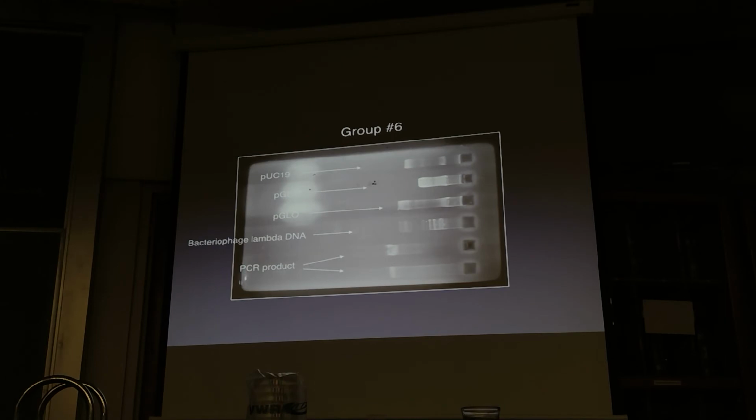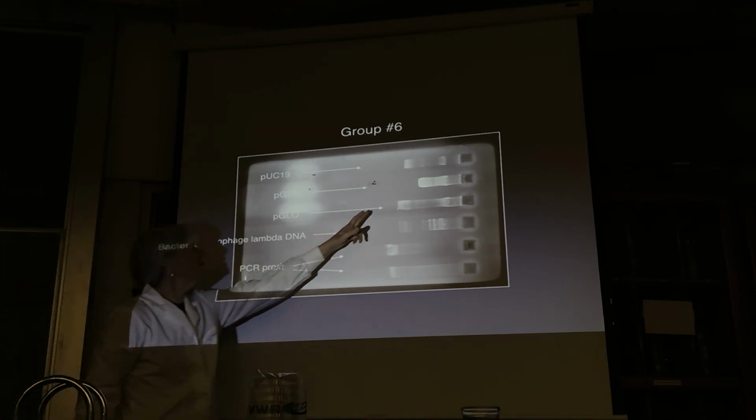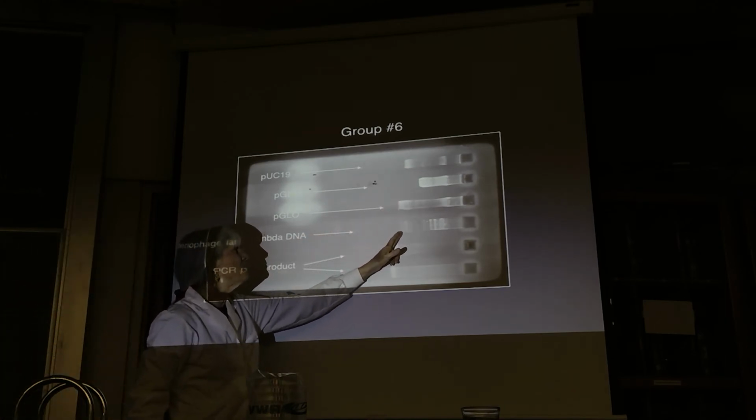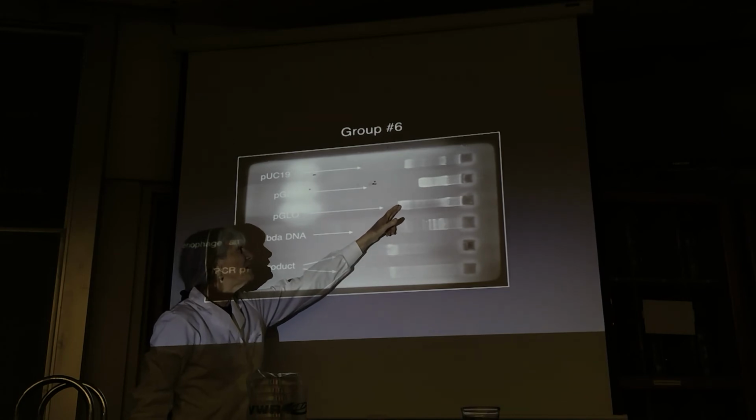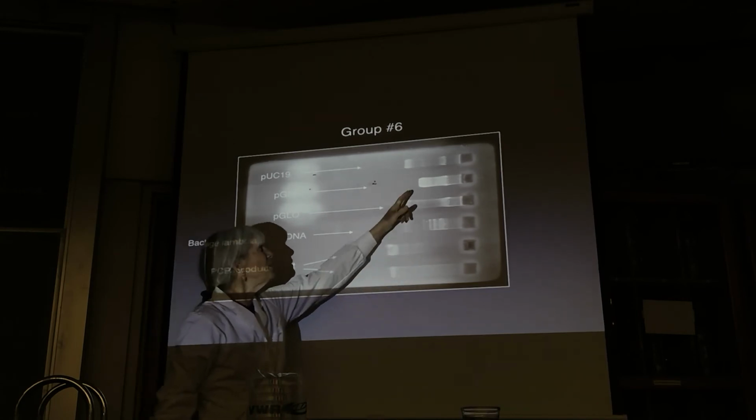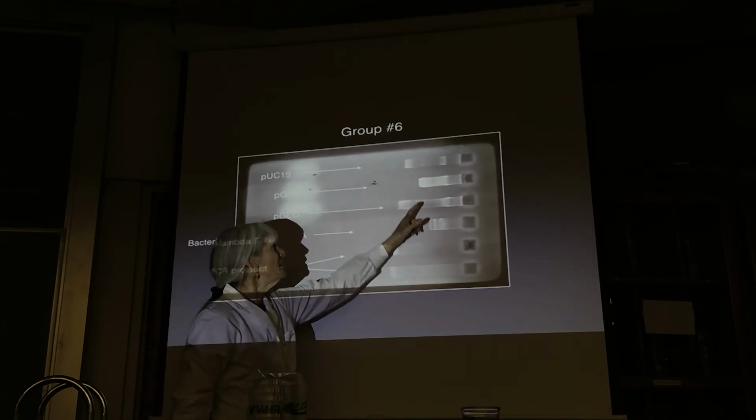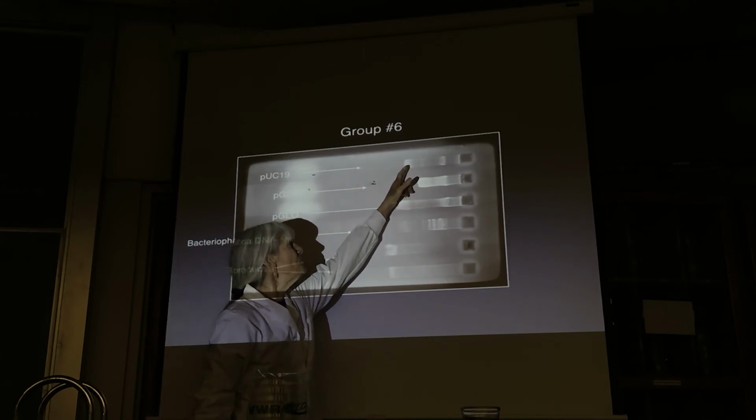Okay, this plasmid, the band farthest down is lining up with the doublet pair. That's pUC19. This plasmid is lining up with this band. That's pGLO. This one's in between. That's pGEM.